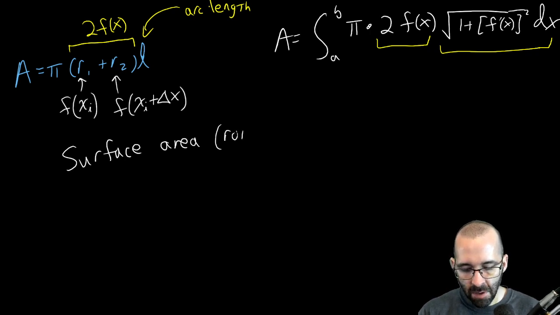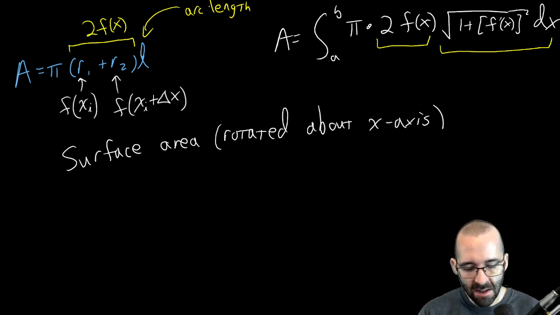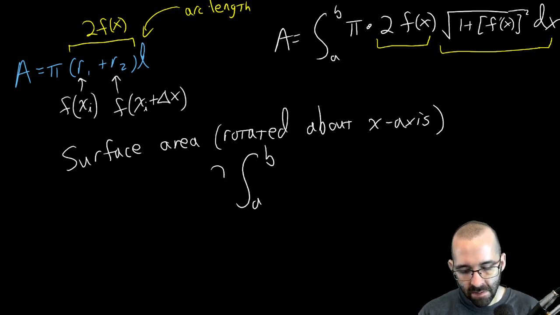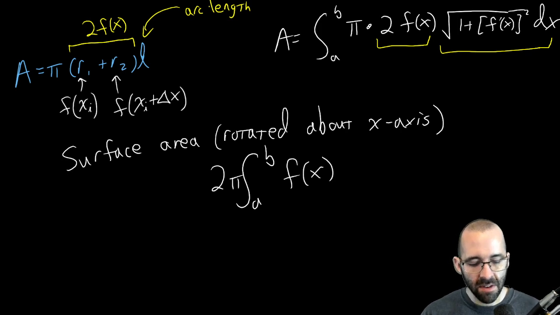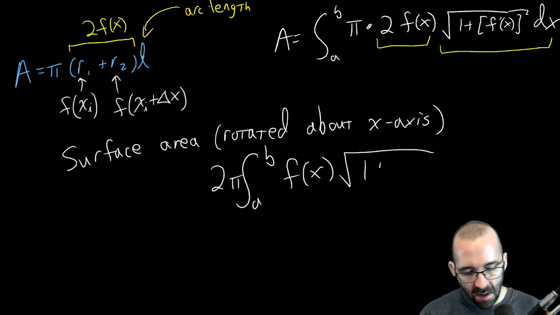And let's start by rotating about the x-axis. It's going to be kind of like the disk method in the sense that if it's rotated around the x-axis, we'll just take out the 2 pi. Rotated about the x-axis, we'll have things in terms of x. We're just copying down that formula and cleaning it up a bit.